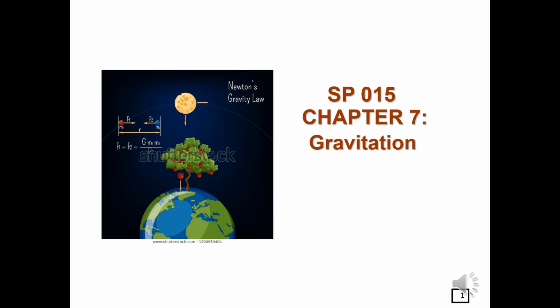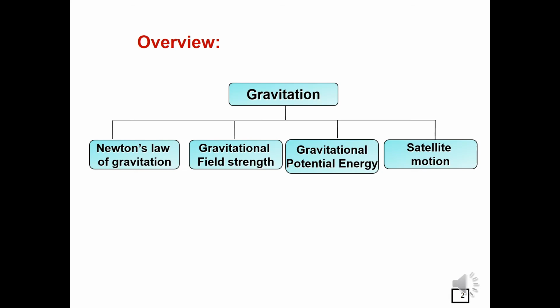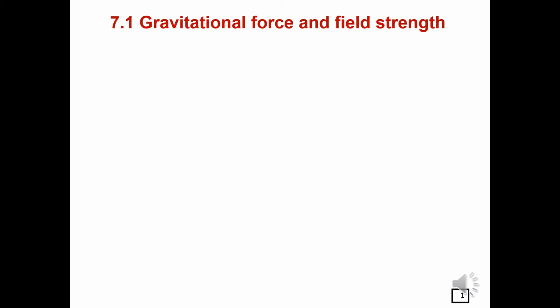For today's lesson, we're going to learn Chapter 7, which is on gravitation. Let us look at an overview for the lesson. In gravitation, there are 4 subtopics that we're going to learn: the first one is Newton's law of gravitation, the second one is gravitational field strength, followed by gravitational potential energy, and the last one will be satellite motion. We begin the lesson with gravitational force and field strength.